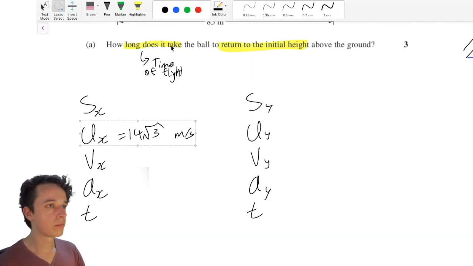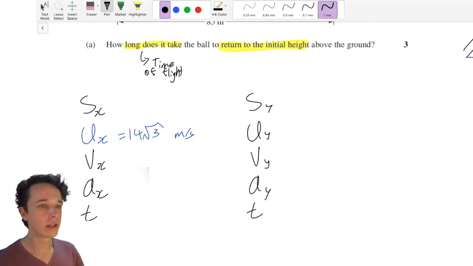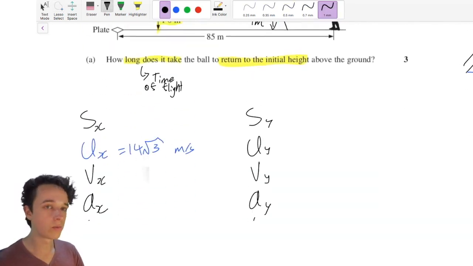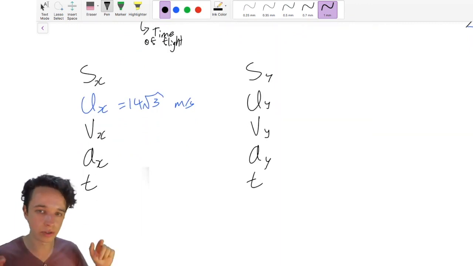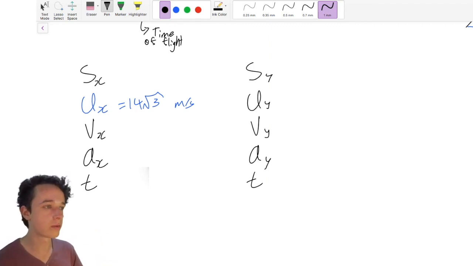I'll make that blue. Do we know anything about the final velocity? Well, we can figure it out very easily because we know that the acceleration in the horizontal component of the projectile's motion is 0 because there's no force on the horizontal component of the projectile's motion. So acceleration in the x component is 0 meters per second squared. If there's no acceleration, that means the initial velocity is the same as the final velocity. So the final velocity is 14 root 3 meters per second.